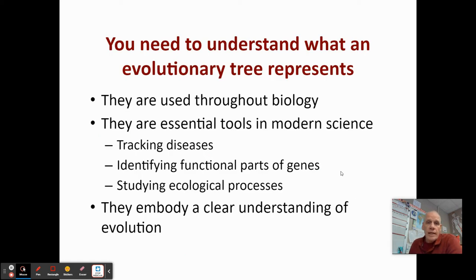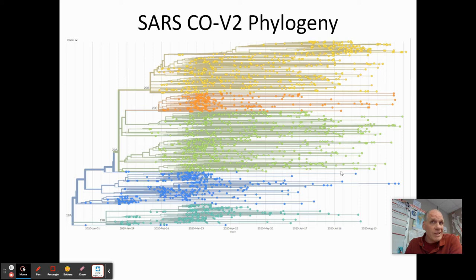So again, what does an evolutionary tree represent? We use them throughout biology, and in lots of fields of modern science: tracking diseases, identifying functional parts of genes, studying ecological processes. There are lots of different things we can use phylogenetic trees for, and they show us a very clear pathway of how evolution has occurred across all of life. We can zoom in or zoom out on phylogenetic trees in order to look closely or more broadly at evolutionary processes. We're going to look at how we've used this for tracking disease with COVID-19.